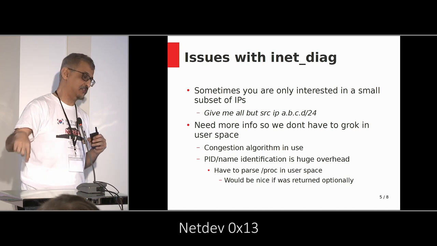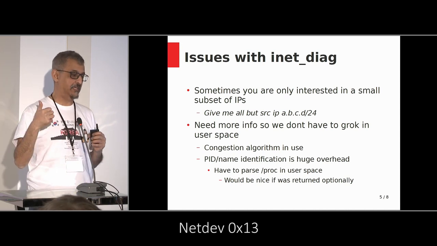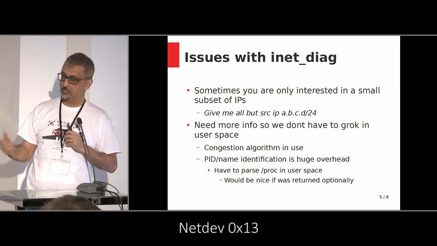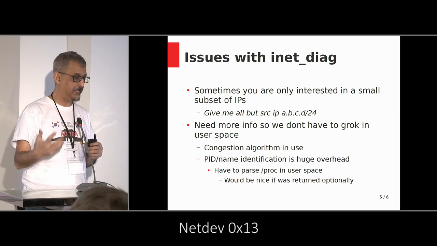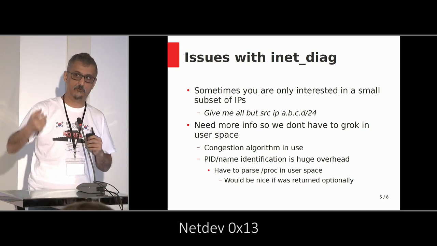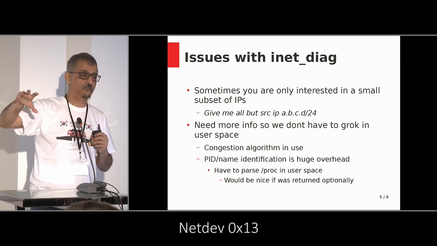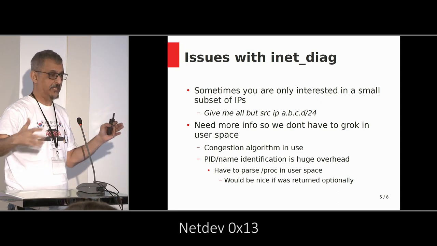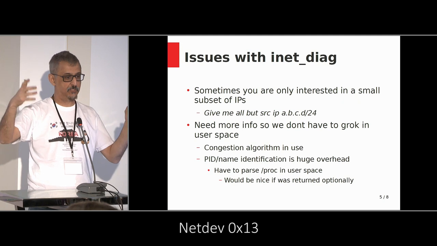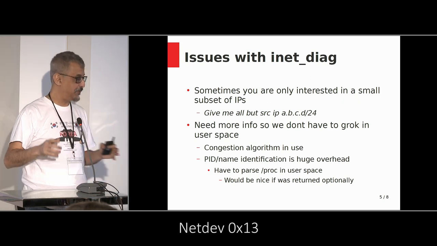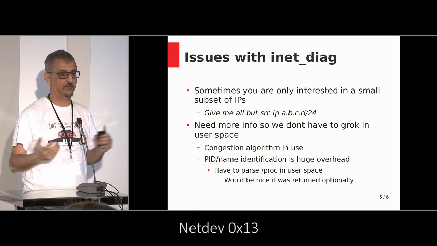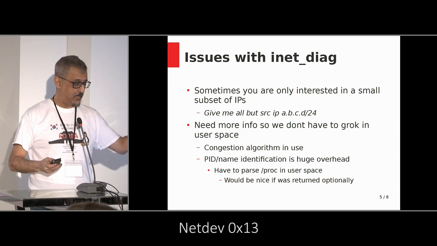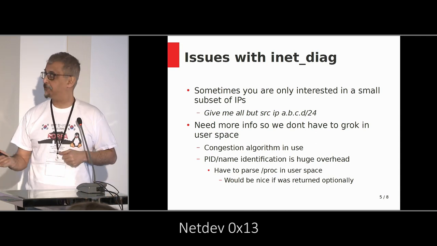PID, we also want to know the process ID and the name of the process that's responsible for our flow or the proxy. And you can actually get this information, but you have to go and grok /proc to find details of the process name and PID. It's extremely expensive. It's an order n cubed algorithm or something of that sort. So it would be nice if we could pass this information from the kernel. The kernel already knows. And I'm not asking that it has to be returned for everybody. It's just optionally.